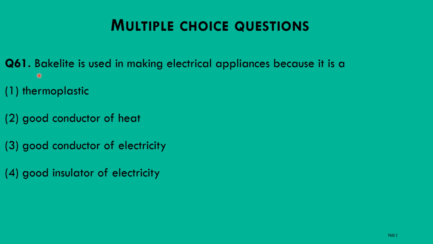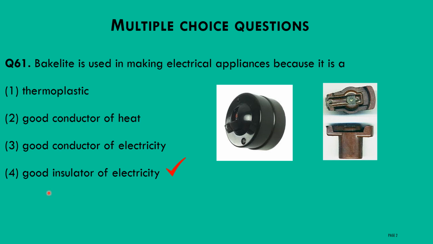Question number 61. Bakelite is used in making electrical appliances because it is a. Why are we using bakelite to make electrical appliances? Option 1, thermoplastic. Option 2, good conductor of heat. Option 3, good conductor of electricity. Option 4, good insulator of electricity. Let us see which is the correct answer. The correct answer is good insulator of electricity.